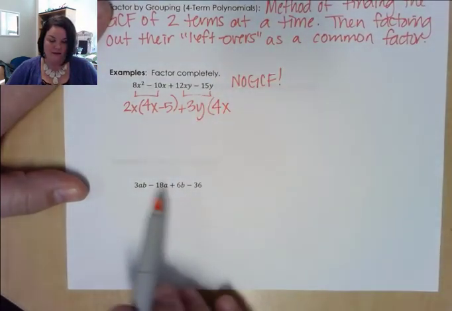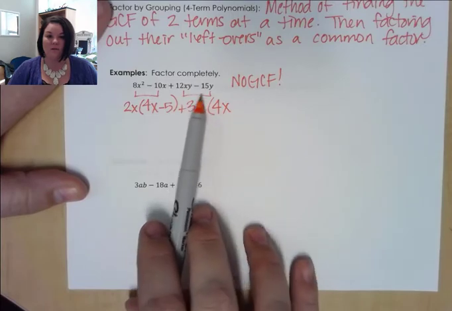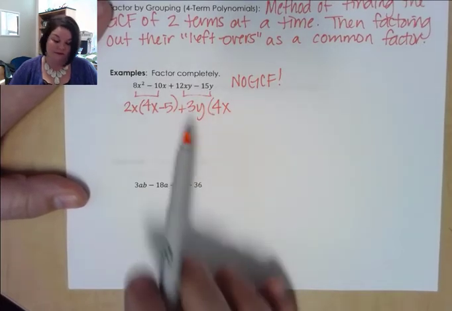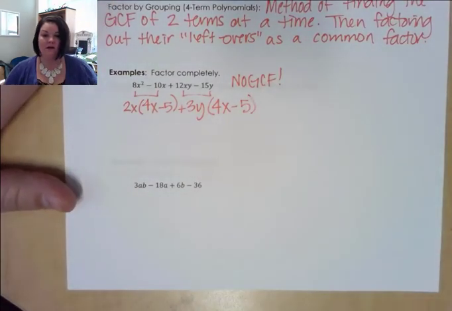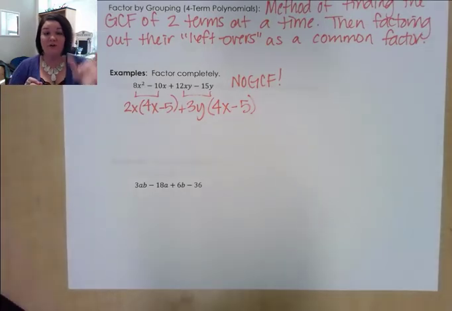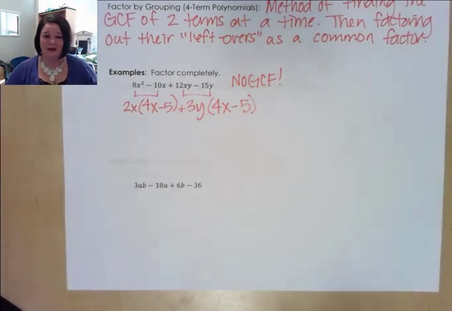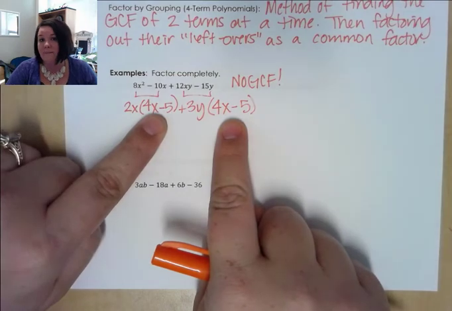Okay, and then when I take negative 15y and divide it by 3y, well, a negative divided by a positive is going to stay negative, and I'll be left with a 5. Okay, so all we did was basically the greatest common factor strategy for each of those pairings. So now that I've taken the greatest common factor out of one and out of the other, what I'm looking to see is if these leftover quantities match.